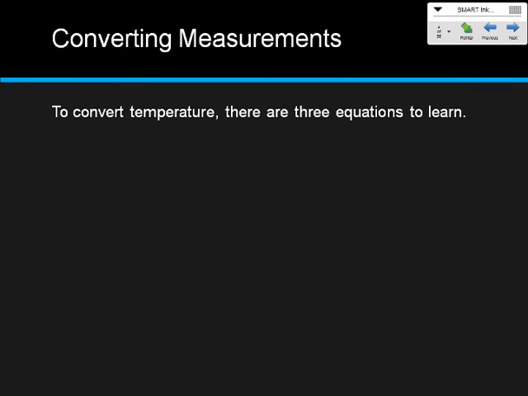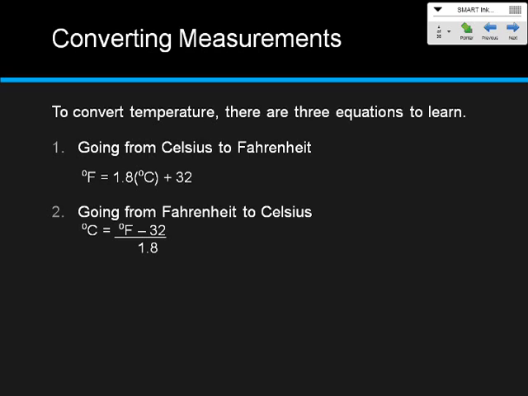Now, let's look at converting measurements. First, let's look at converting temperature. There are 3 equations to learn when converting temperatures. When you go from Celsius to Fahrenheit, you plug in your Celsius temperature into that formula to get Fahrenheit. When you're going from Fahrenheit to Celsius, you plug in the Fahrenheit temperature. And when you're going from Celsius to Kelvin, you plug in your Celsius temperature to get Kelvin.